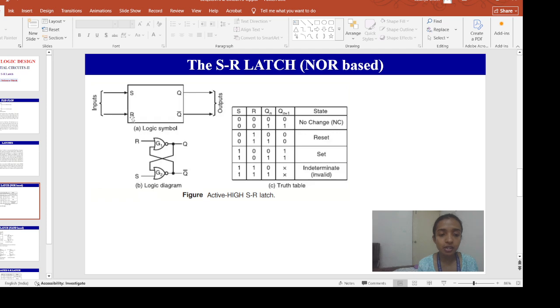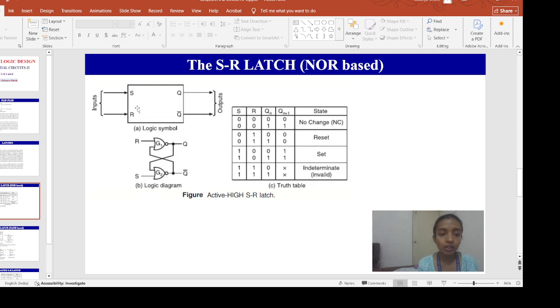When the reset input is made high, Q becomes 0 and Q bar will be equal to 1. If both the inputs S and R are made low, then what will happen? There is no change in the state. It means that the latch remains in the same state in which it exactly was prior to the application of the inputs.